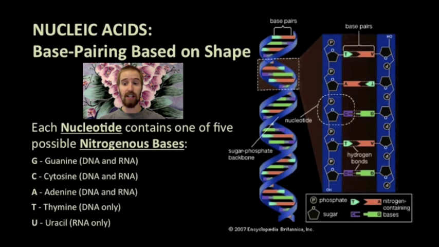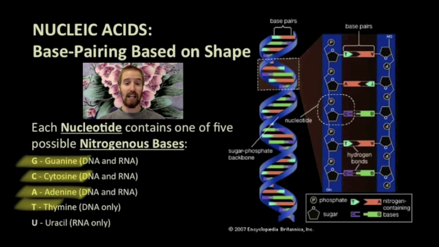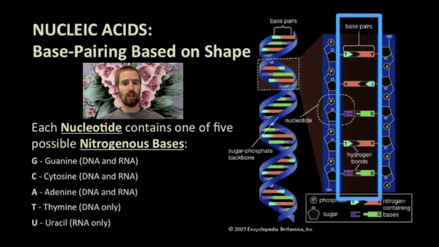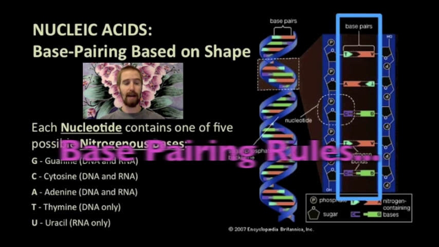DNA nucleotides have a nitrogenous base made of either guanine, cytosine, adenine, or thymine, whereas RNA nucleotides have either guanine, cytosine, adenine, or uracil. These nitrogenous bases form hydrogen bonds with other nitrogenous bases, and this is what holds the 2 strands of DNA together in a double helix. But there are some certain rules that determine how this happens.